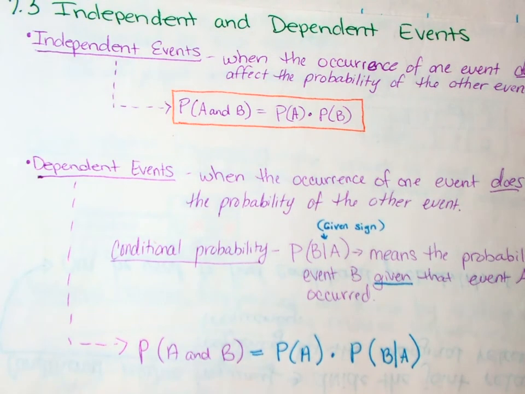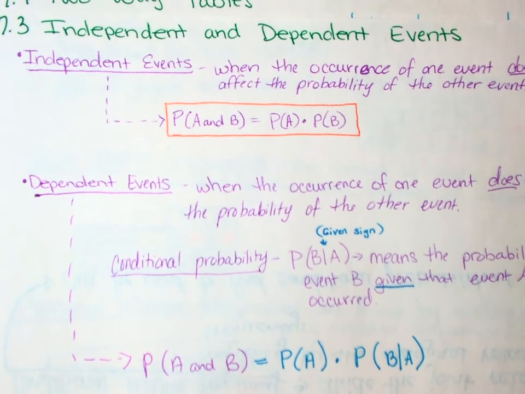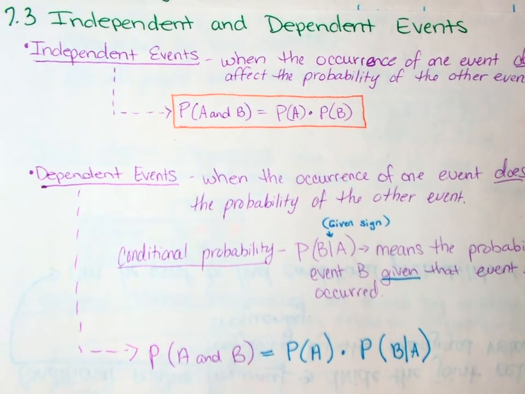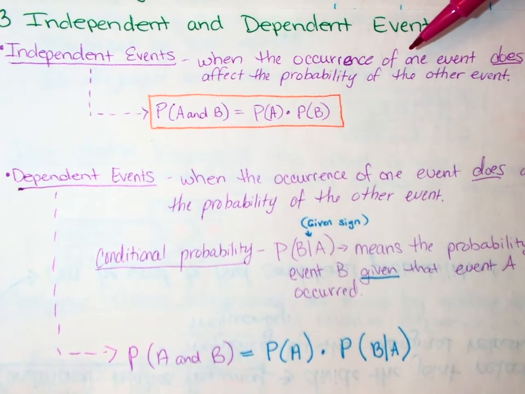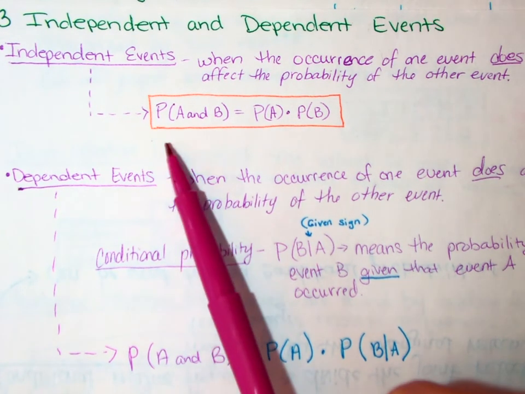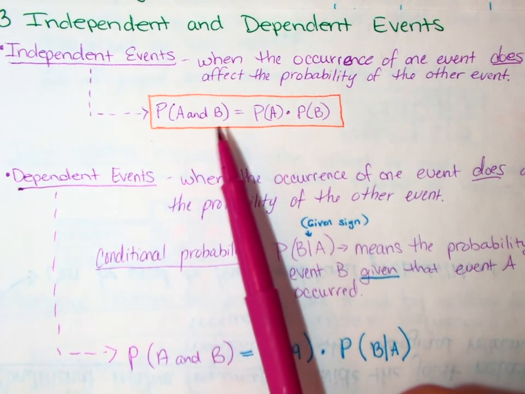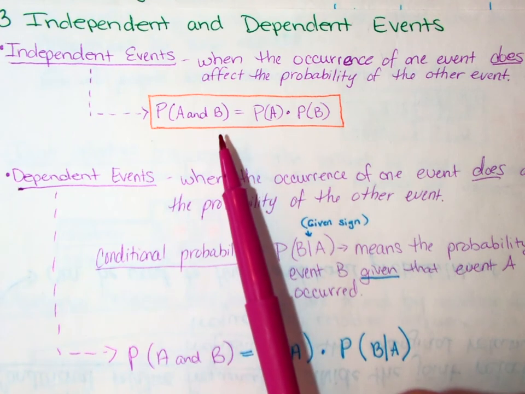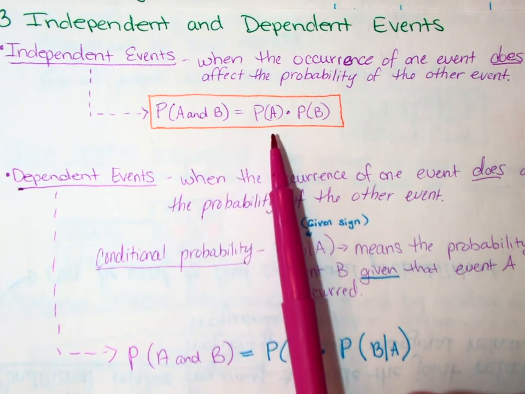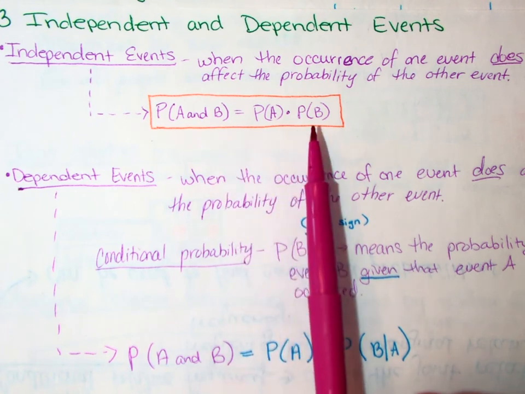Hey guys, today we are going to start our 7.3 section, which is independent and dependent events. So first I just want to go through our notes that we have in our foldable. Independent events: it's when an occurrence of one event does not affect the probability of the other event. So it would be the probability of A and B, and we can write that as the probability of A times the probability of B.